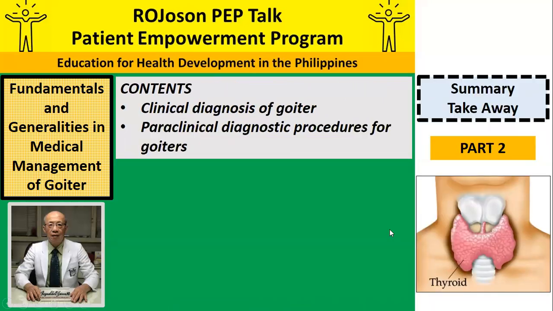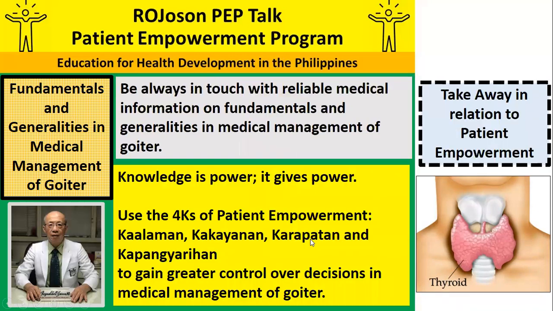Summary takeaway in this part 2 of the PEP talk. I have discussed the clinical diagnosis of goiter and also the paraclinical diagnostic procedures for goiter. Takeaway in relation to patient empowerment: be always in touch with reliable medical information on the fundamentals and generalities and medical management of goiter. Knowledge is power. It gives power. Use the 4 Ks of patient empowerment: kaalaman, kakayanan, karapatan, at kapangyarihan to gain greater control over decisions in the medical management of goiter.